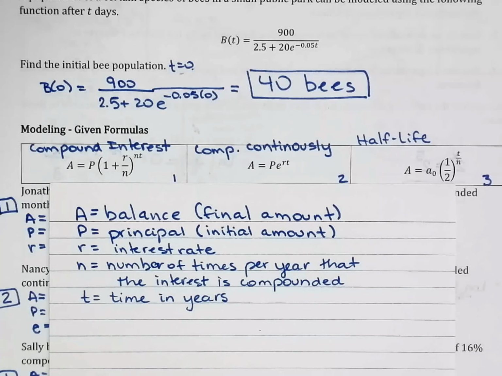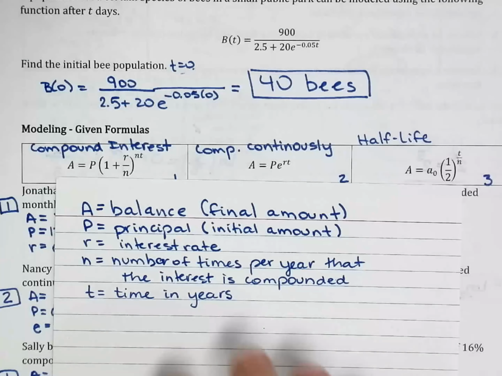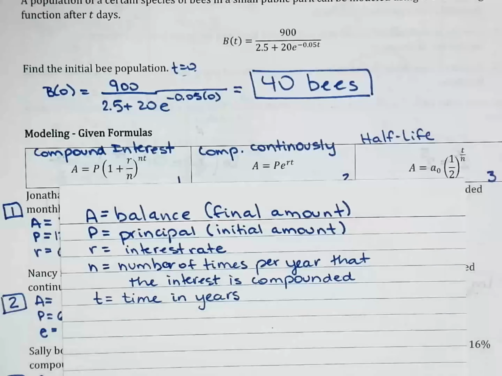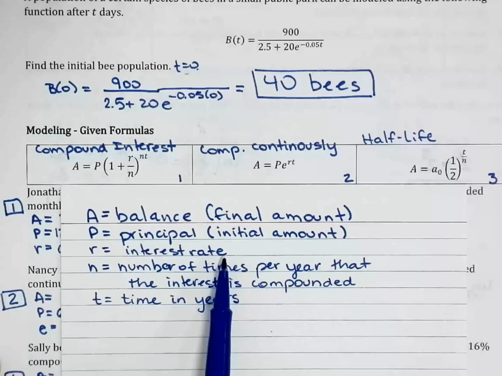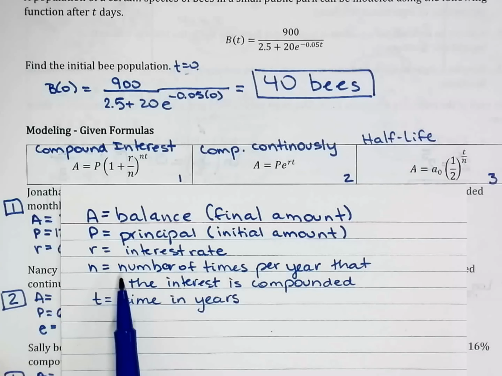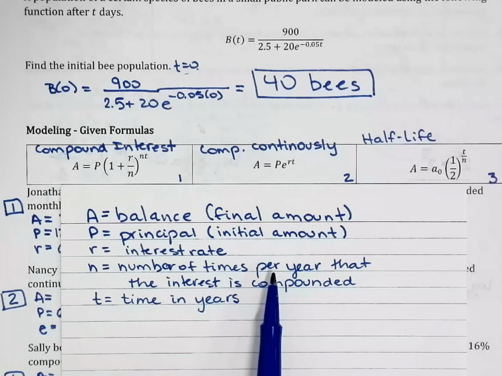So in the compound interest formula, A is for balance. That's the final amount. P is for principal, or the initial amount. R is the interest rate, but not as a percentage, as a decimal. N is the number of times per year that the interest is compounded. The key right there is per year.